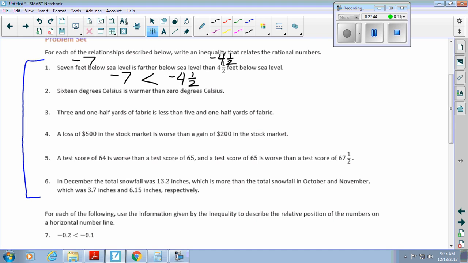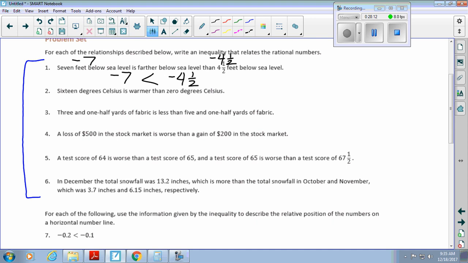So you'd read that. Well, who can read that for me? Who can read that properly? Willow, you want to venture a try? Oh, no, just read the statement. Okay. 7 feet below 0 is... Oh, read just the inequality, I should say. Sorry. -7 is less than -4.5. Very good. Beautiful. Beautifully said.